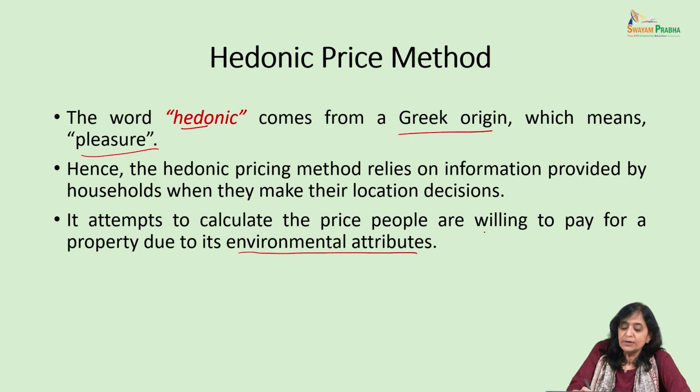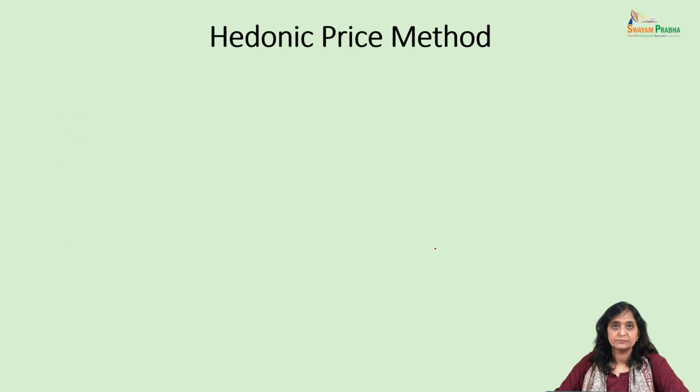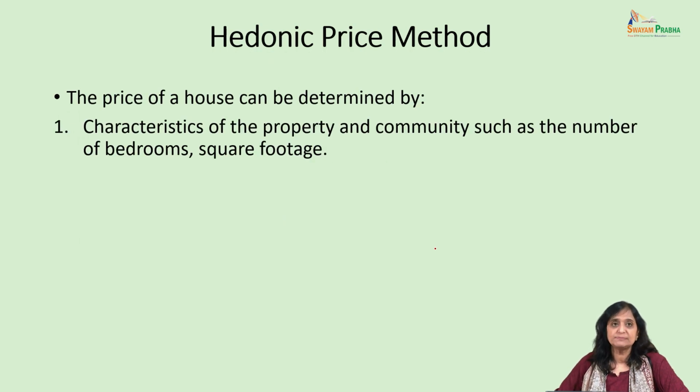If you remember, we have already talked about the concepts of willing to pay and willing to accept. As I told you, in all the environmental valuation methods we use willingness to pay. So what we do in the hedonic price method is ask people how much more or how much less they are willing to pay for a particular property, and how much value they attach to the environmental attributes where this property is located. So in the hedonic price method, what all are we going to consider?